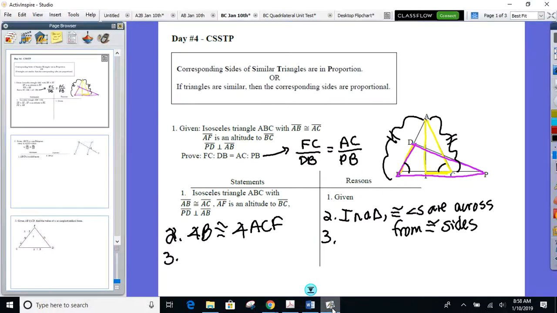Okay, they are right angles, but they're going to be right angles for different reasons. So just like the proof we did yesterday, I need 2 steps to say that they're right angles because they're going to be right angles for different reasons. So let me start with the first one you gave me, which is AFC. Angle AFC is a right angle.